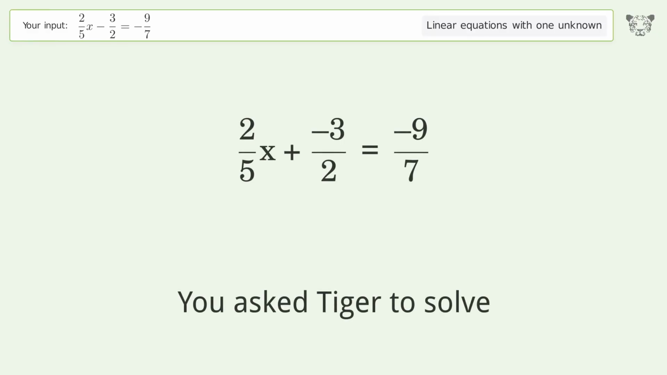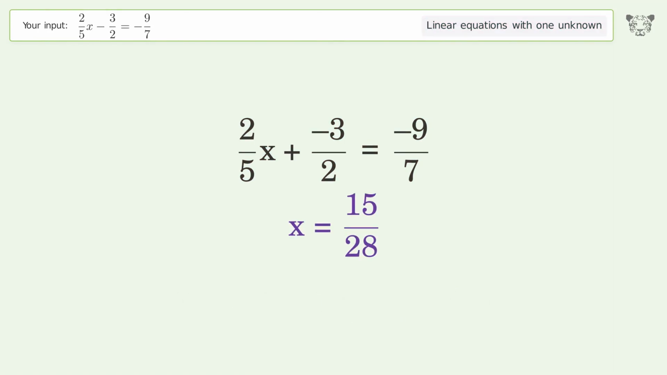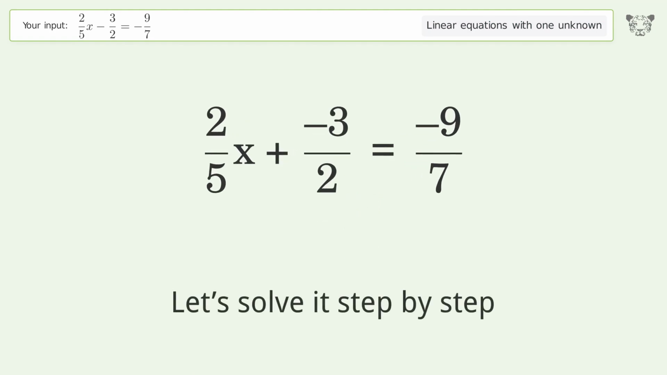You ask Tiger to solve. This deals with linear equations with one unknown. The final result is x equals 15/28. Let's solve it step by step.